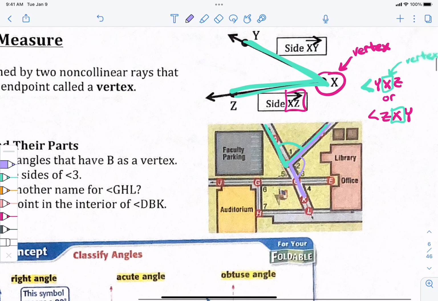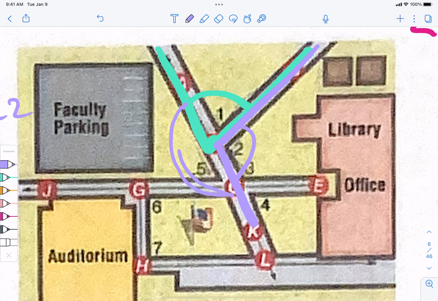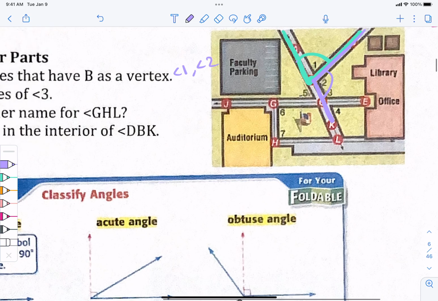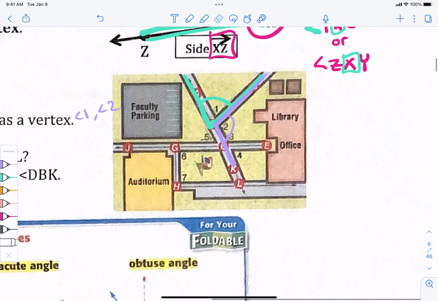Oh, hey, there you go. Angle 1, angle 2. Those are the only two angles that have B as their vertex, other than the angle over here, which is technically a straight angle, like a straight line angle, but we won't get into that yet. We'll talk about that here in just a minute. So for now, we'll just talk about angle 1 and angle 2 as having a vertex of B, okay? It says name the sides of angle 3.